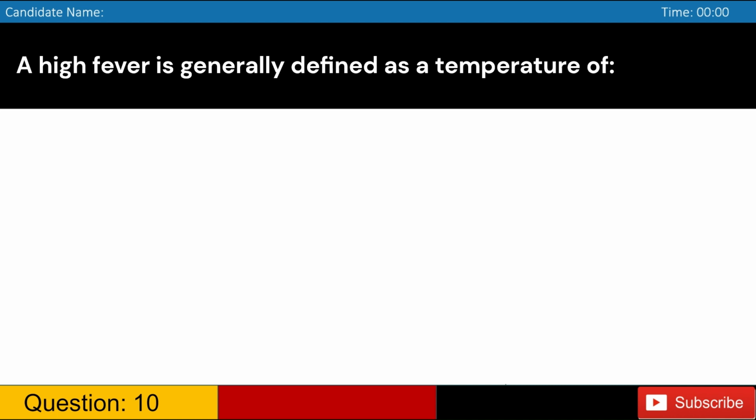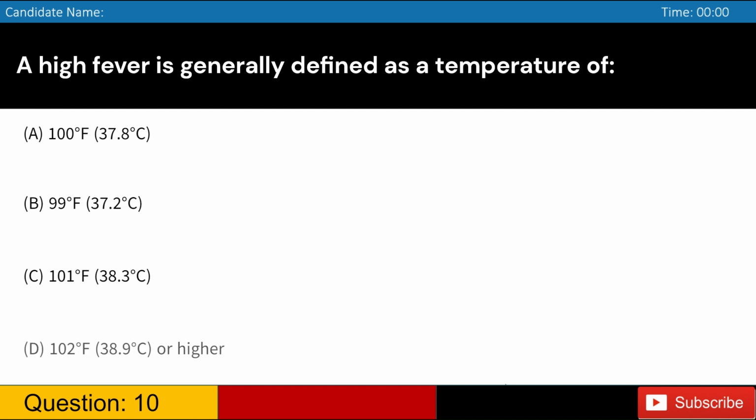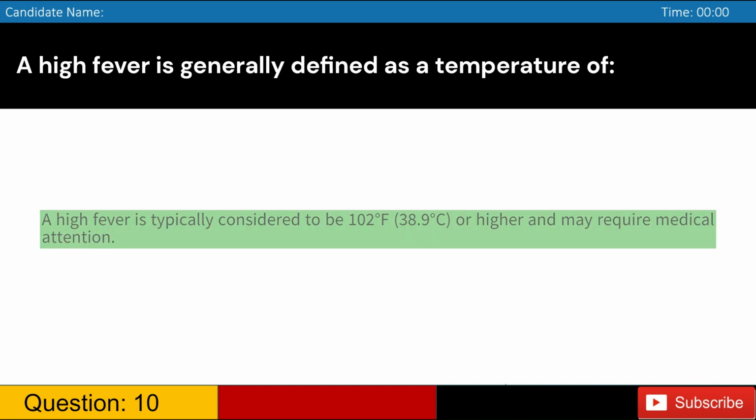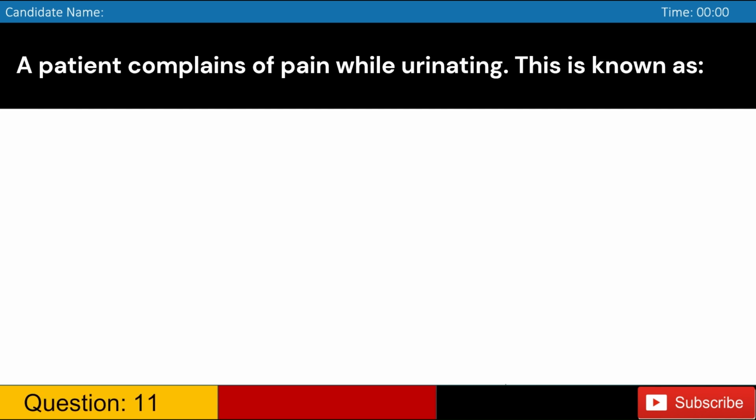A high fever is generally defined as a temperature of: A. 100 degrees Fahrenheit, 37.8 degrees Celsius. B. 99 degrees Fahrenheit, 37.2 degrees Celsius. C. 101 degrees Fahrenheit, 38.3 degrees Celsius. D. 102 degrees Fahrenheit, 38.9 degrees Celsius or higher. Answer D. A high fever is typically considered to be 102 degrees Fahrenheit, 38.9 degrees Celsius or higher and may require medical attention.